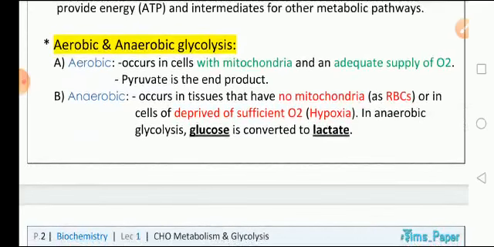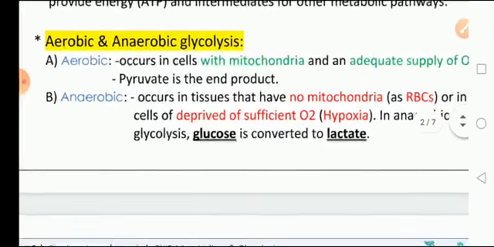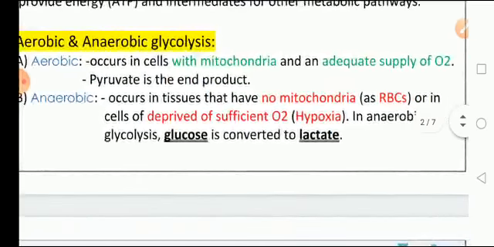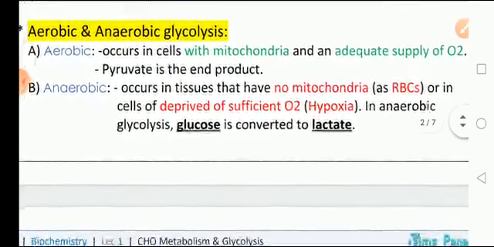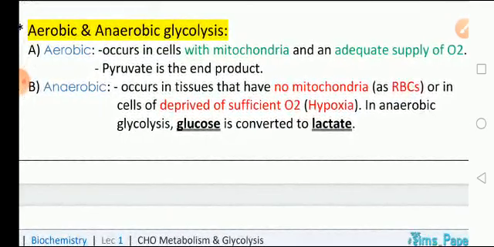Glycolysis has two types: aerobic, which requires oxygen, and anaerobic, which does not need oxygen. Aerobic, of course, occurs in the cells with sufficient oxygen supply and which have the powerhouse, or which have mitochondria. In the aerobic glycolysis, pyruvate is the end product, unlike the anaerobic glycolysis, where lactate is the end product.